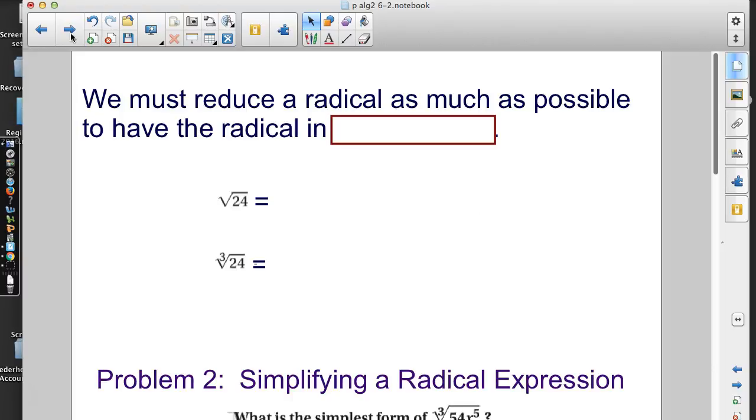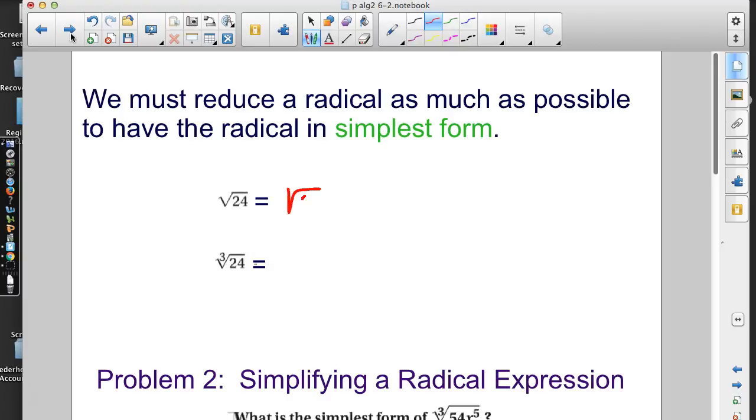We have to reduce a radical as much as possible to have it in simplest form. Just like when we were talking about perfect squares and simplifying, we had to take out any perfect squares that were factors of our radicand. Well, now we're going to have to take out any perfect cubes, any perfect fourths, any perfect fifth roots that we see. So the square root of 24, biggest perfect square that goes into it nicely: 4, that's it. It's not very big. And it goes into it 6 times.